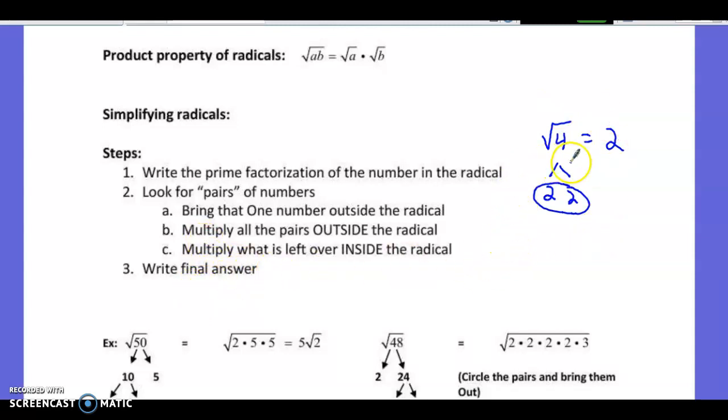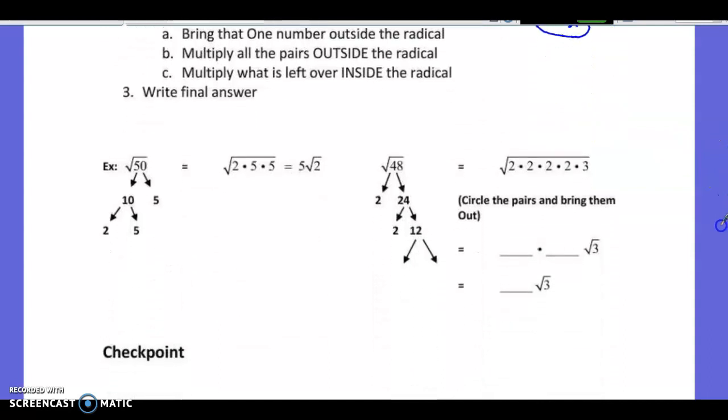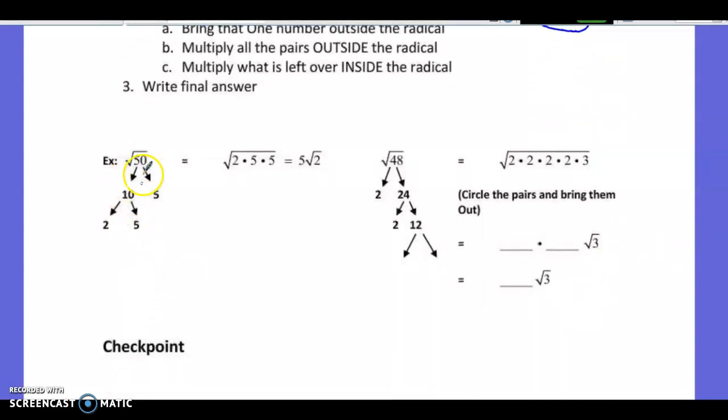If there's multiple pairs of numbers that come out, we would just multiply those together at the end to get our final answer. So let's take a look at some of these examples. The square root of 50 I kind of broke down here. So we have 2 times 5 times 5 after we break it down. And as you can see, my pair of numbers that are in here is a pair of 5s, so that 5 would come out, and I would rewrite it as 5 root 2.